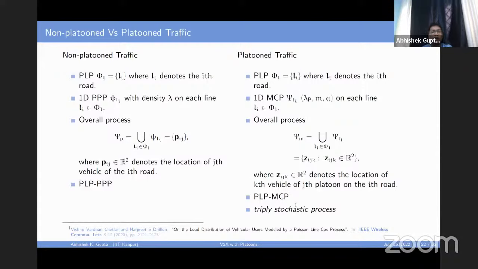If you think of non-platoon traffic, you can have the roads as a Poisson line process, and then the vehicles on the road you can just model using PPP. So this is a double layer of stochastic process, and here you have points like P_ij, which is the jth vehicle on the ith road. People have called this by different names. We basically call it PLP-PPP. This is a PPP derived from a Poisson line process, and this is an MCP derived from a Poisson line process.